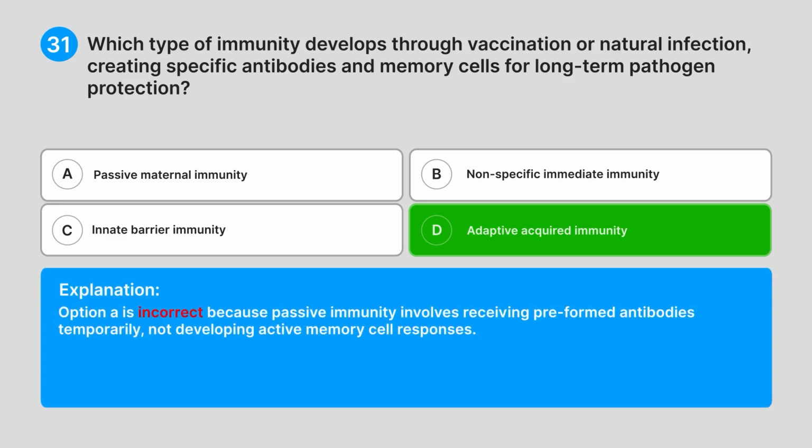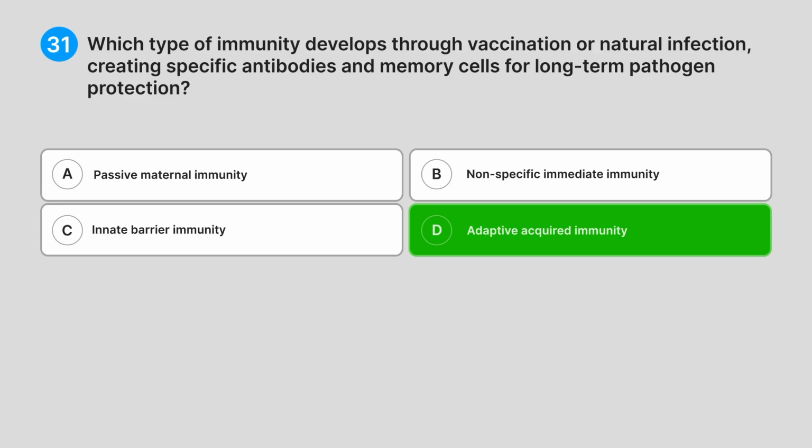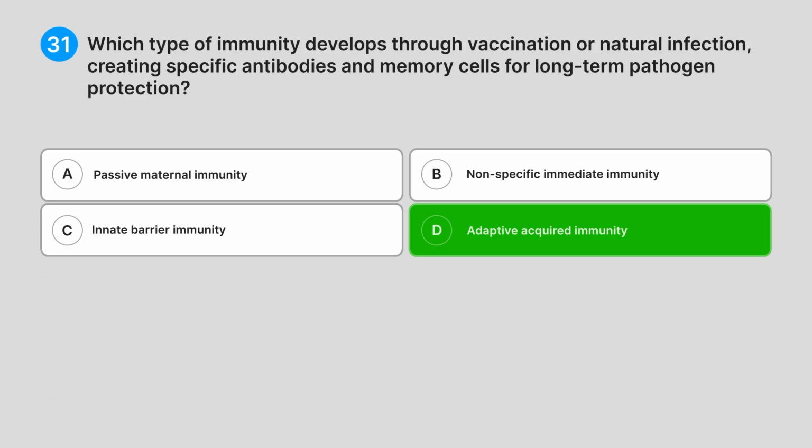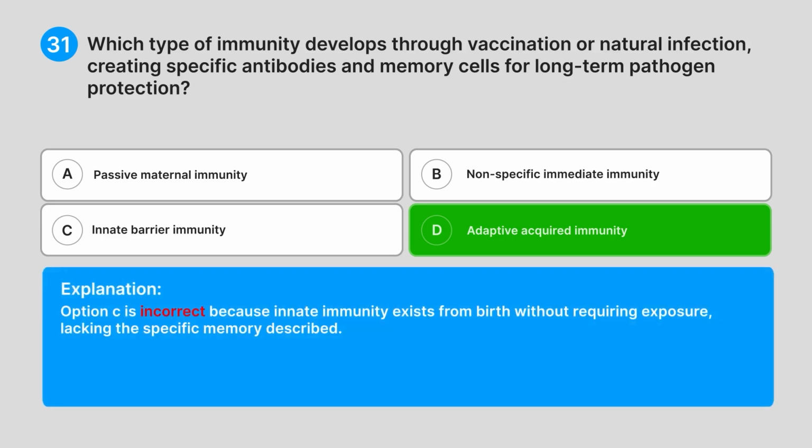Option A is incorrect because passive immunity involves receiving pre-formed antibodies temporarily, not developing active memory cell responses. Option B is incorrect because non-specific immunity doesn't create pathogen-specific antibodies or memory cells as described in the question. Option C is incorrect because innate immunity exists from birth without requiring exposure, lacking the specific memory described.